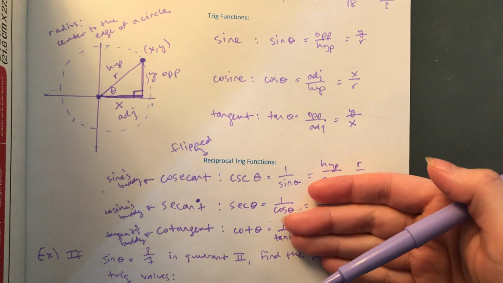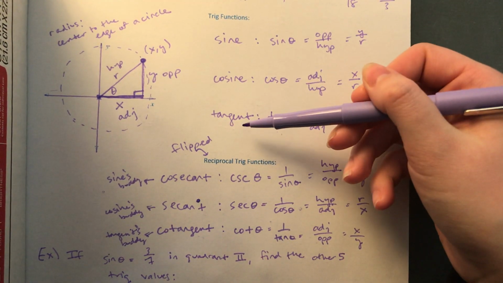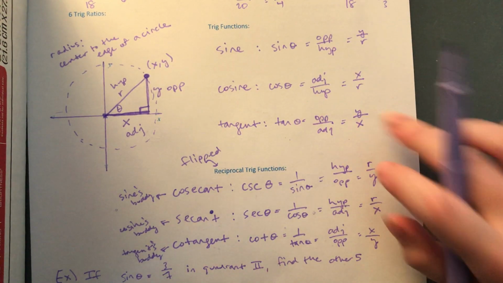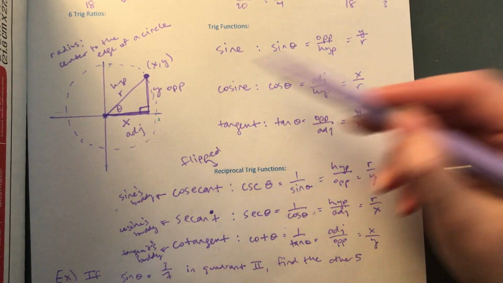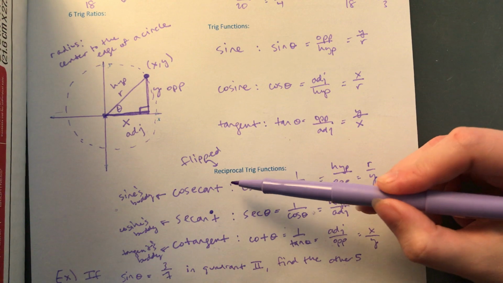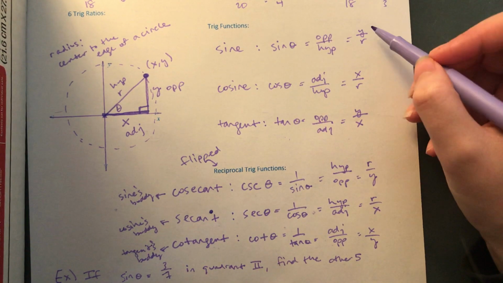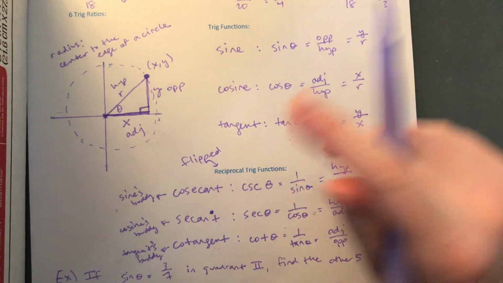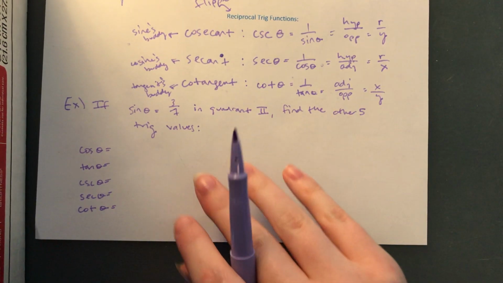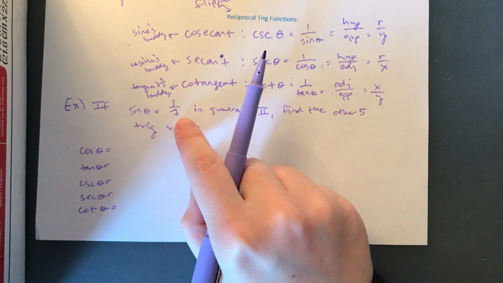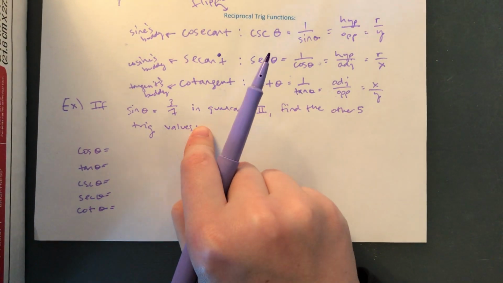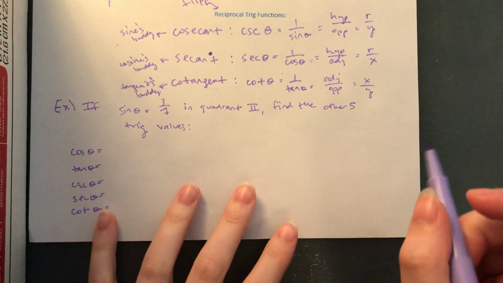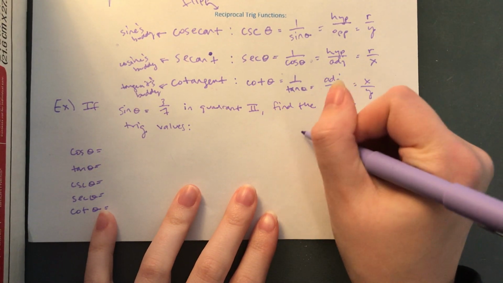Now that might seem like a lot of work, but remember, once you know sine, cosine, and tangent, for cosecant, secant, and cotangent, you literally just take those 3 fractions and flip them. So when you do sine, really you've done sine and cosecant. So if sine is like 5 over 7, then cosecant is 7 over 5. So let's try it. If sine theta equals 3 over 7 in quadrant 2, find the other 5 trig values. So for these questions, the first thing you need to do is draw a picture.